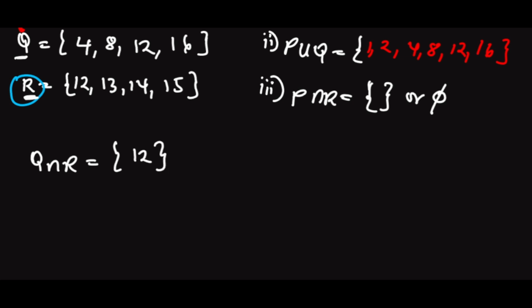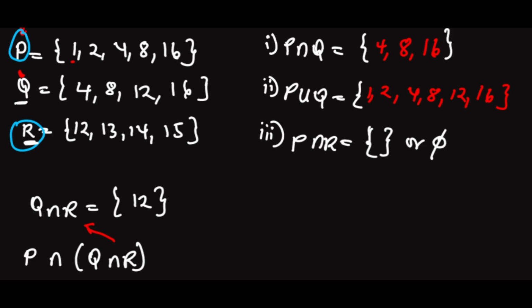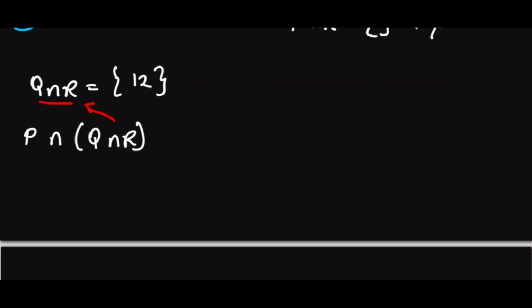So now that we are done, we need to find P intersection Q intersection R. But mind you, we already know that Q intersection R is equal to this 12. Okay, so where is our P? Our P here, the elements here. So Q intersection R intersection that, you can see 12 here, but we cannot find any 12 here. Therefore, this is also an empty set.